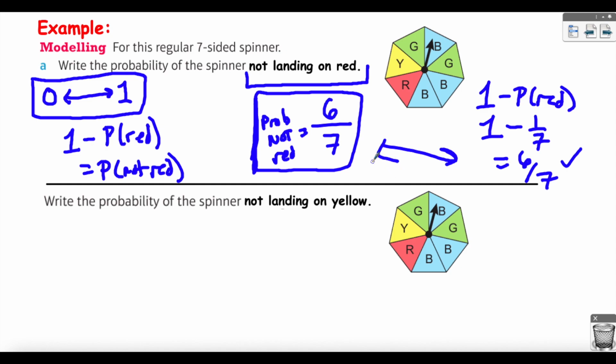So there's 2 ways you can go about it. This way you might find simpler. This way might help you when we get to the more difficult questions. So that's why I want to introduce you to both. Can you pause the video and try this one for me?